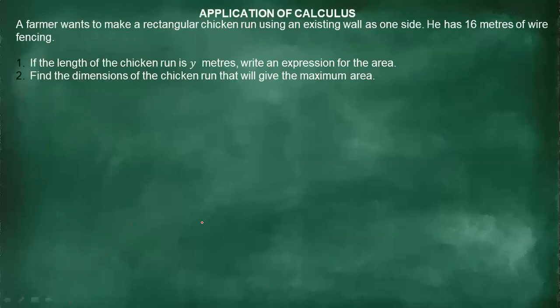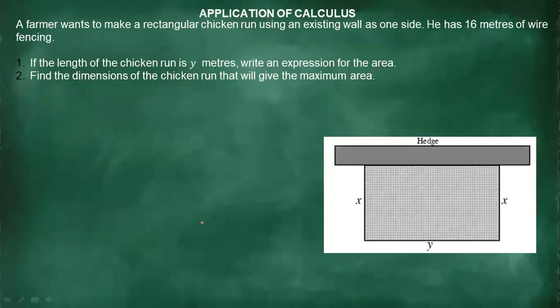And then we still have another question. A farmer wants to make a rectangular chicken run using an existing wall as one side. He has 16 meters of wire fencing. If the length of the chicken run is y meters, write the expression for the area.